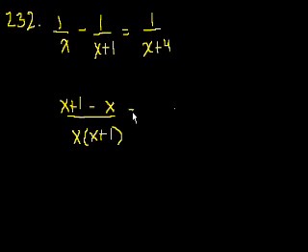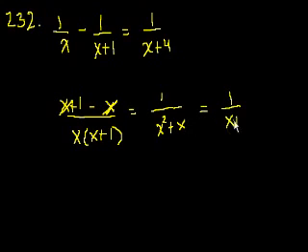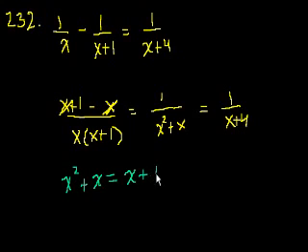So this left-hand side, the x's cancel out, and you get 1 over, well, we could just make that x squared plus x. So now the left-hand side is 1 over x squared plus x, and the right-hand side is 1 over x plus 4. And now we can invert both sides, or just set the denominators equal to each other. But let's just invert both. They're the same thing, actually. So if you take the inverse of both sides, you get x squared plus x is equal to x plus 4.